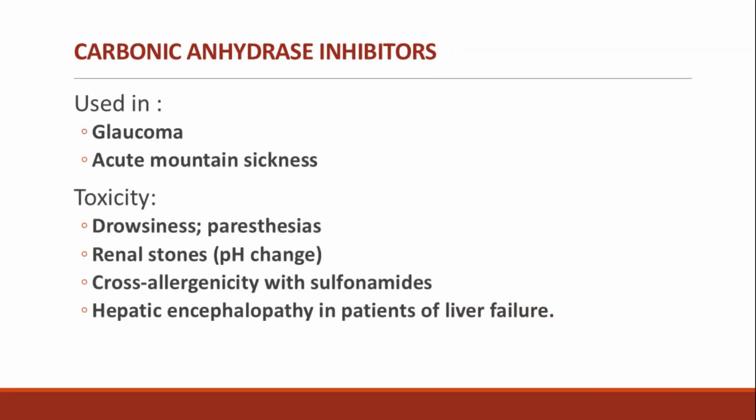They are mainly used in glaucoma to reduce aqueous humor production and lower intraocular pressure. In acute mountain sickness, they help prevent respiratory alkalosis. Adverse effects include metabolic acidosis, hypokalemia, drowsiness, and paresthesia. Cross-allergy with sulfonamides may occur. Long-term use leads to tolerance because of compensation by distal nephron segments. These agents can cause renal stones due to altered urinary pH and are contraindicated in hepatic failure.